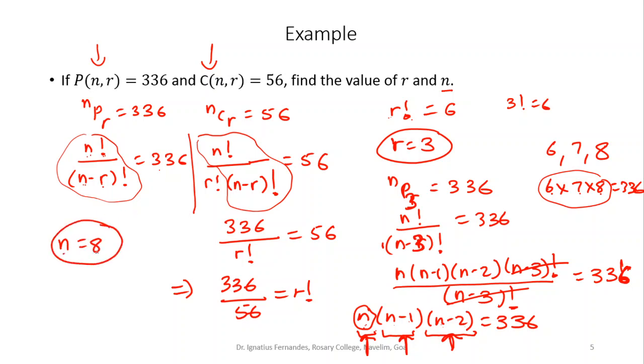So we get the value of n as 8, and we had already found out the value of r as 3. If you substitute 8 and 3, you should get the same values, 336 and 56. Okay, so I have to basically solve these two equations to get the value of n and r.